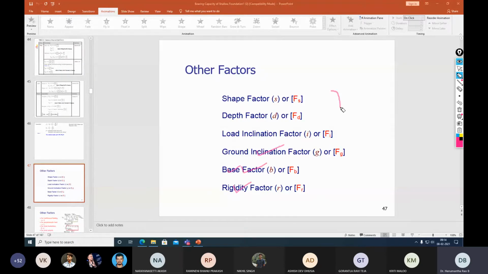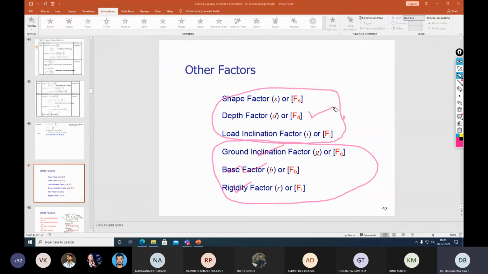So we did understand the shape factor, depth factor and inclination factor equations. There are also equations for ground inclination, base and rigidity, which I will not discuss here, because these are specific cases while the above three are general. If you know the general conditions, those are good enough for the undergraduate level. The other things you can refer to in any of the books. What are the equations for these factors? In case you encounter them when you join a job, then accordingly you can incorporate them.